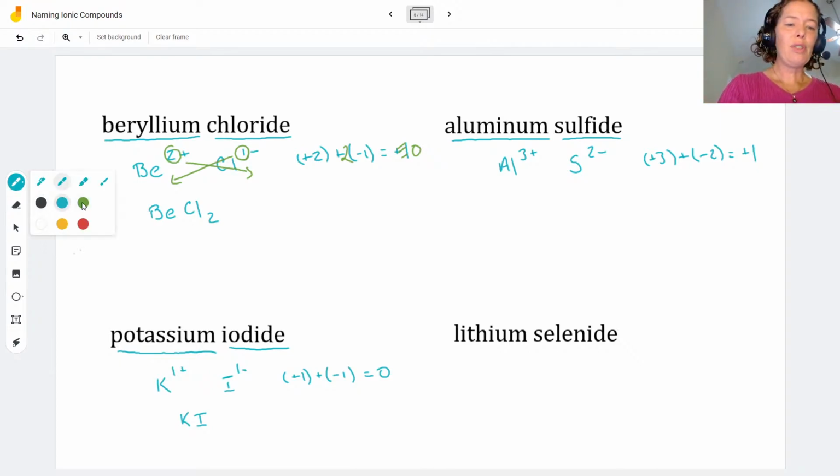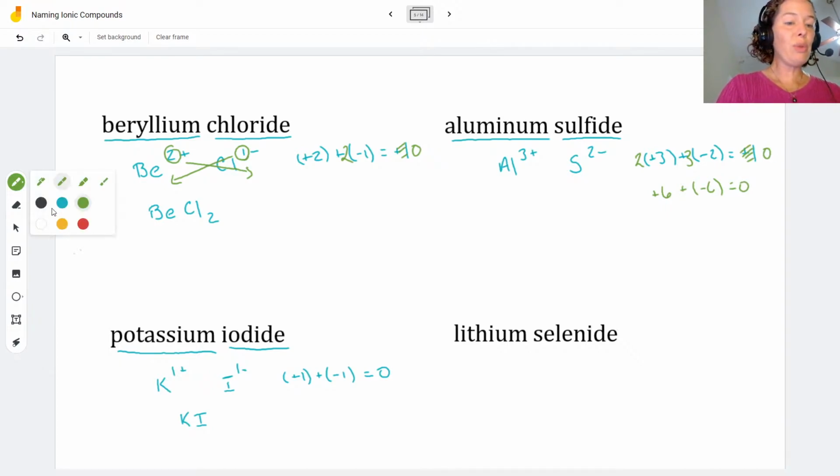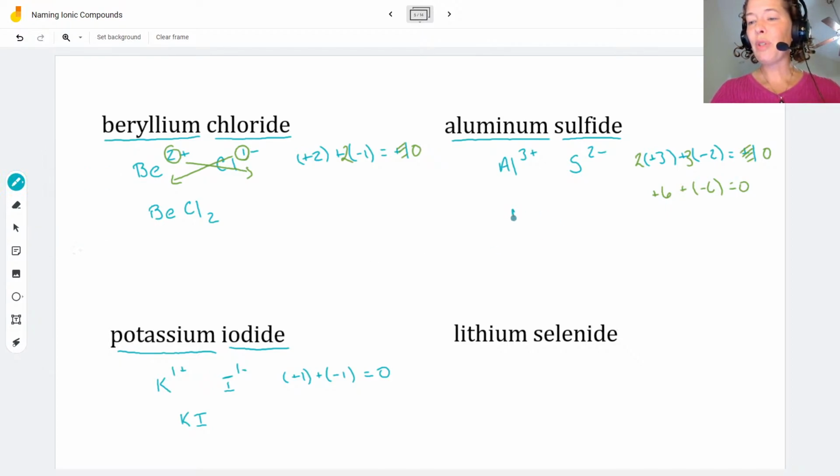What we're going to have to do to make this work algebraically is multiply our cation by 2 and our anion by 3, because then we have a +6 plus a -6, which does give us 0. So this gives us a neutral compound. That's no longer 1, but that is 0. Again, the crisscross works for this example just fine. So this is going to be Al2S3, and I'll show you where the crisscross comes in.